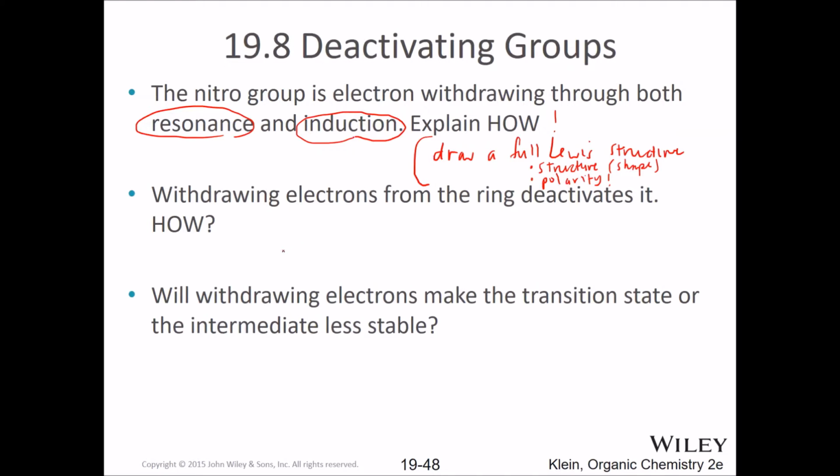So, withdrawing electrons from the ring deactivates it. How so? How does withdrawing electrons deactivate it? Also, you should answer this question: will withdrawing electrons make the transition state or the intermediate less stable, or more stable, or both? I'm not going to answer that for you either. So think about those. I hope you'll pause the video and draw a couple of pictures. In this one, I'm going to give you another hint too.